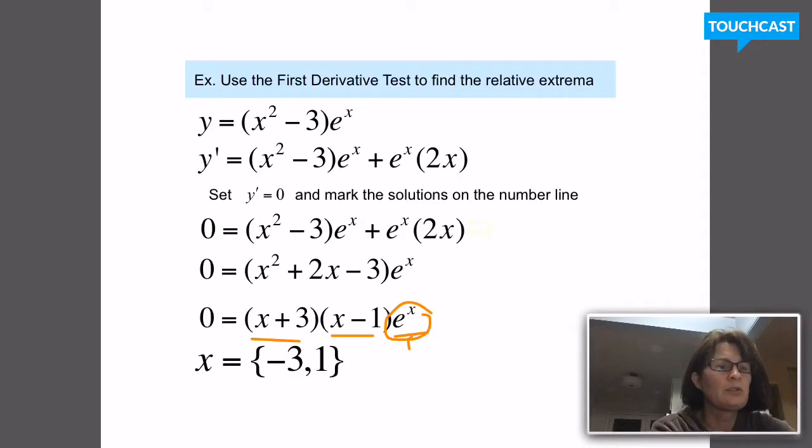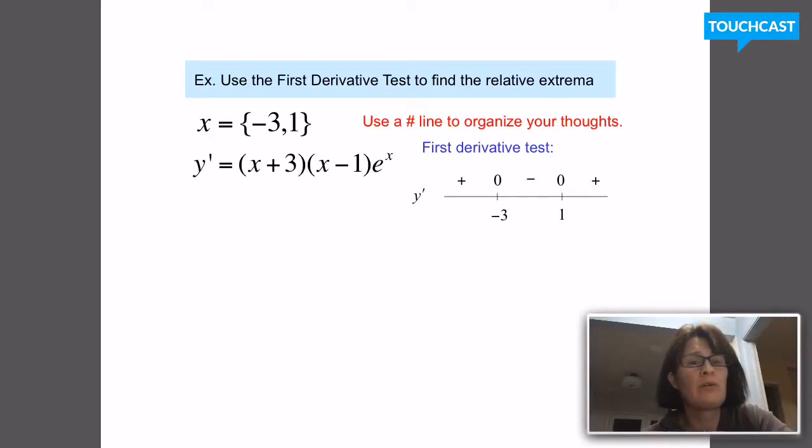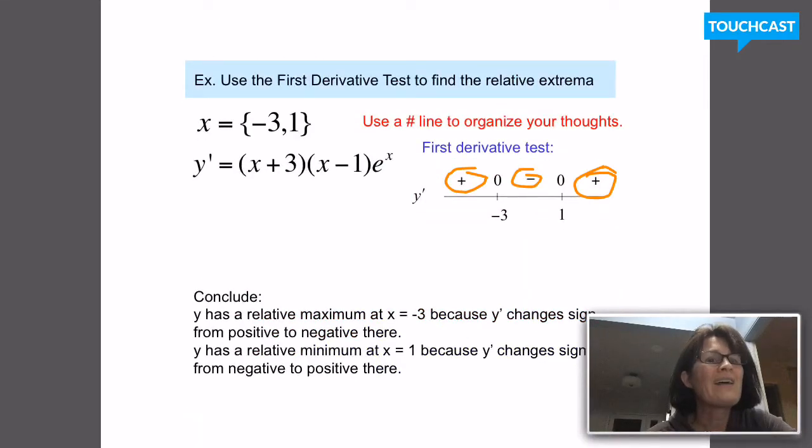So now I'm going to mark my zeros on the number line. I'm going to test a point from each interval. For values less than -3, y prime is positive. For values between -3 and 1, y prime is negative. And for values greater than 1, y prime is positive. So I'm going to conclude that y has a relative maximum at x equals -3, because y prime changes sign from positive to negative there.